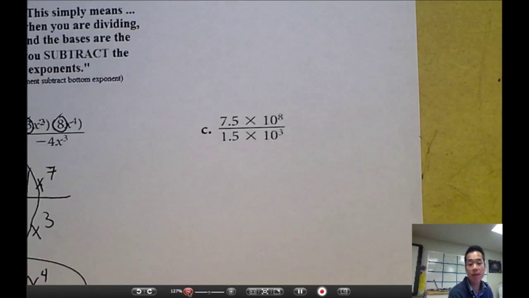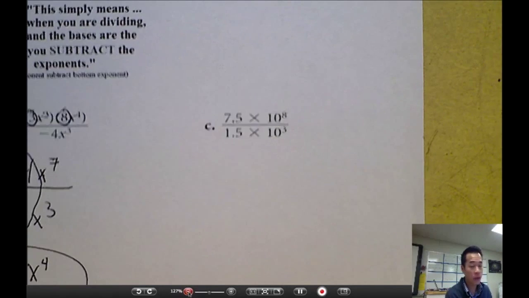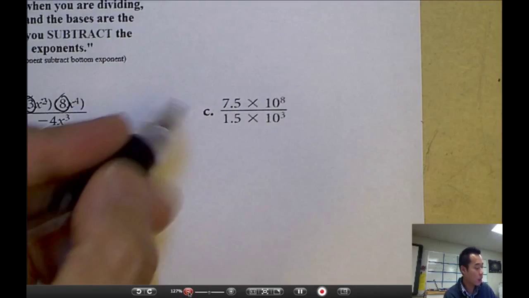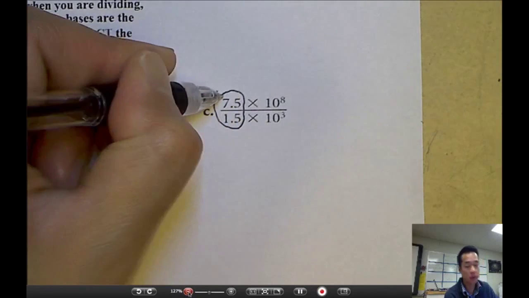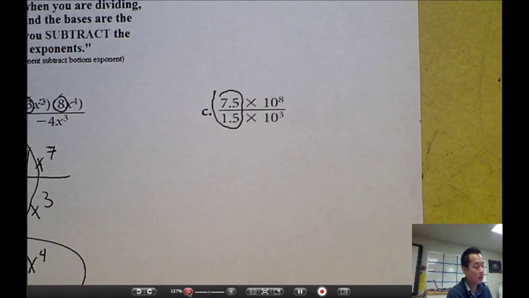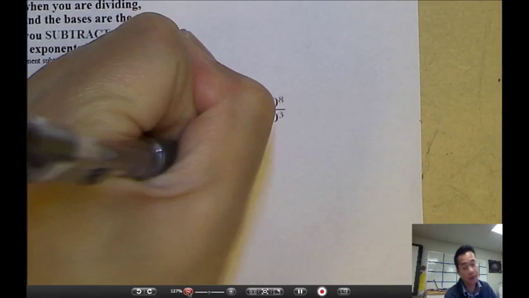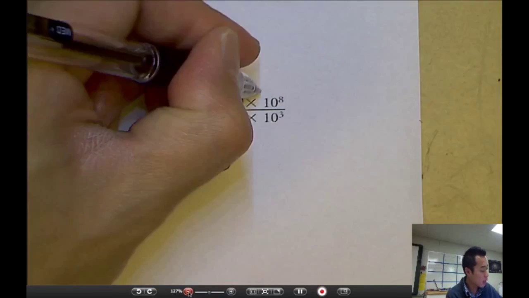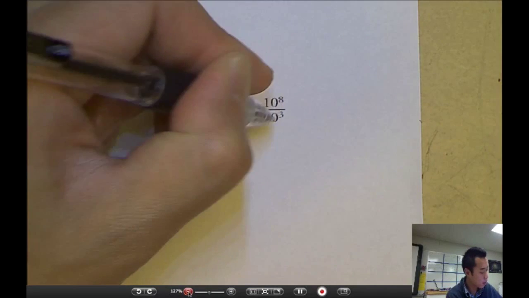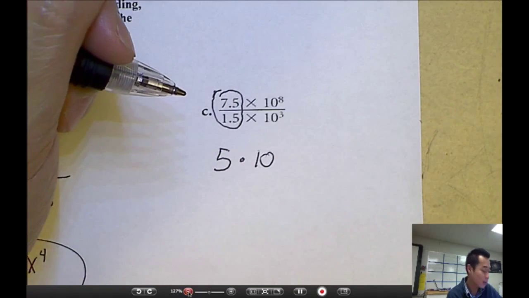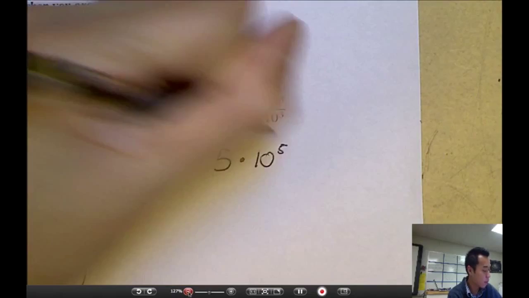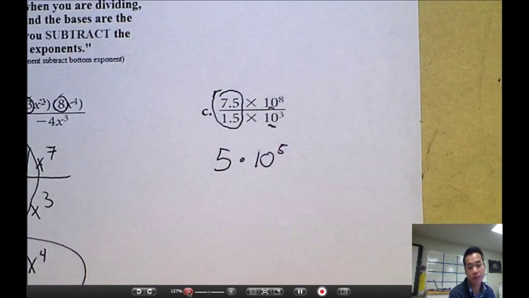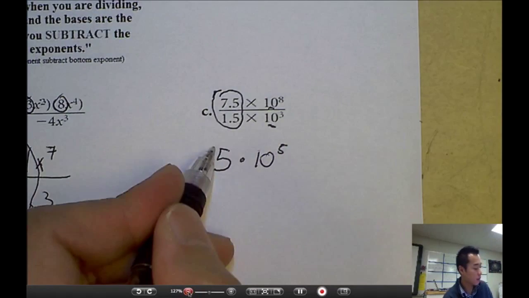Okay. Lastly, we have scientific notation. We'll get more into scientific notation in this section as well. But first thing I'm going to do, take care of my significant numbers there. 7.5 divided by 1.5 is 5. And then here I have 10 to the 8th divided by 10 to the 3rd. That would be 10 to the 5th because these are the same bases. So that's my final solution.